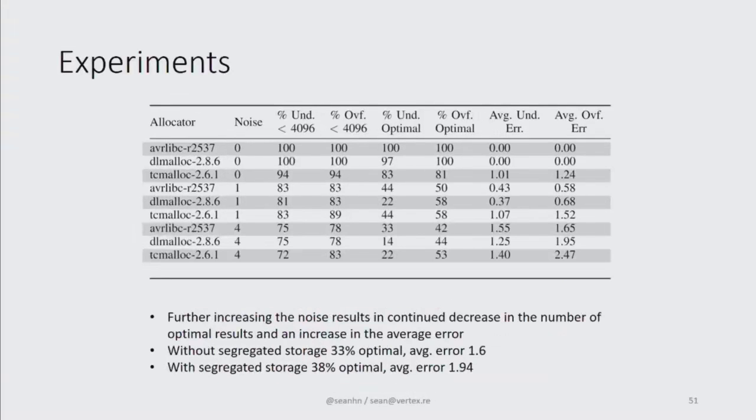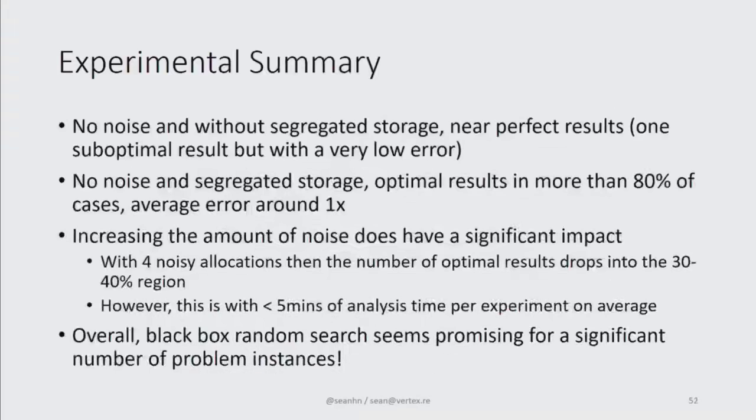And then finally, we add 4 noisy allocations, and we see that the results drop again. So the takeaway from this, effectively, is that if we have no noise and non-segregated storage, then random search works pretty much fine. Within less than 15 seconds, most of these instances were solved. As we increase noise and as we add segregated storage, random search starts to struggle a bit, but the average error is still relatively low. So we're still getting these source and destination buffers pretty close to each other.